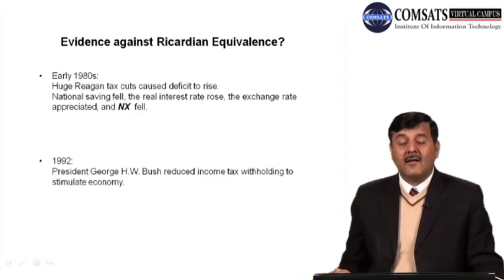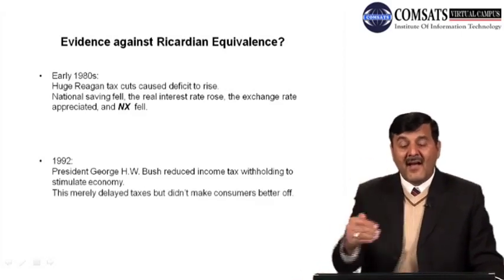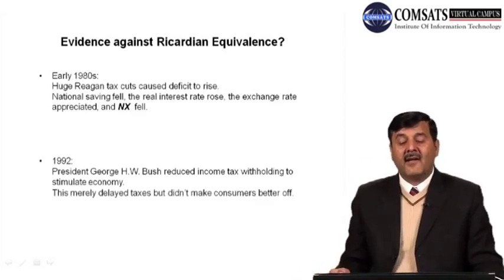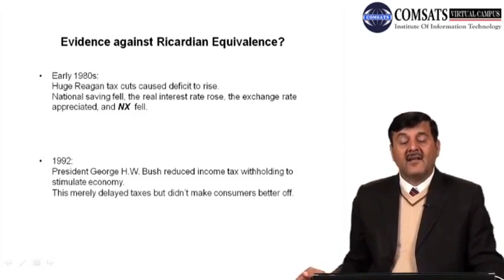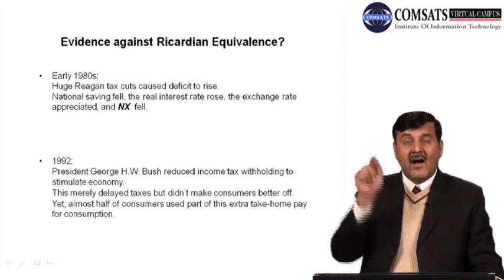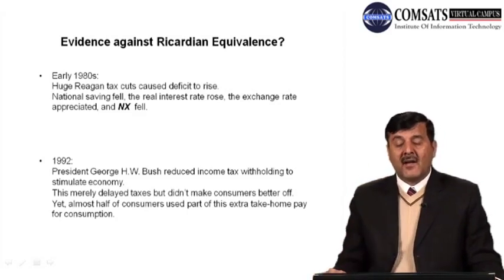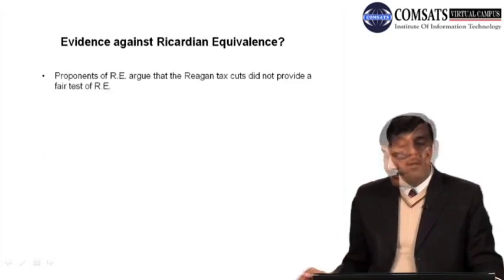In 1992, President George H.W. Bush reduced income tax withholding to stimulate the economy. This merely delayed taxes but did not make consumers better off. These are some of the evidence against the Ricardian equivalence. Yet almost half of the consumers used part of this extra take-home pay for their consumption.